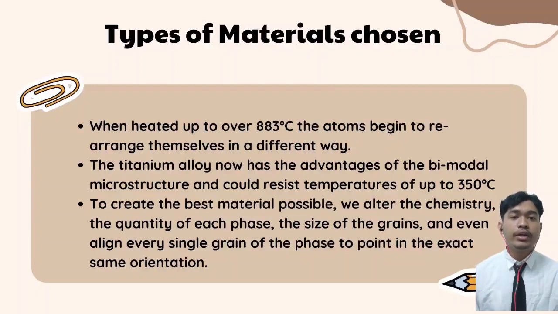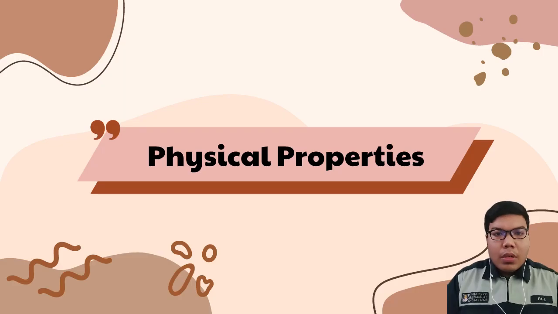In order to create the best material possible, we alter the chemistry, the quantity of each phase, the size of the grains, and even align every single grain of the phase to point in the exact same orientation. As a result, the phase strength, ductility, and low cycle fatigue characteristics are improved. The beta phase increases the material's low cycle fatigue resistance while preventing the formation of fatigue cracks. This combination of modifying phases and heat treating is how we design and develop titanium alloy for use in medical implants and devices. Assalamualaikum warahmatullahi wabarakatuh.